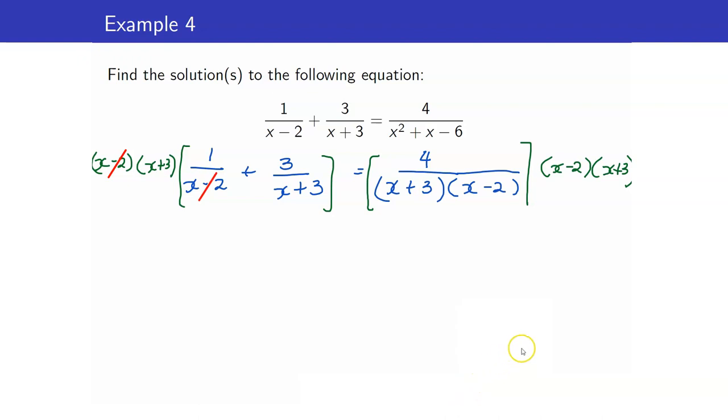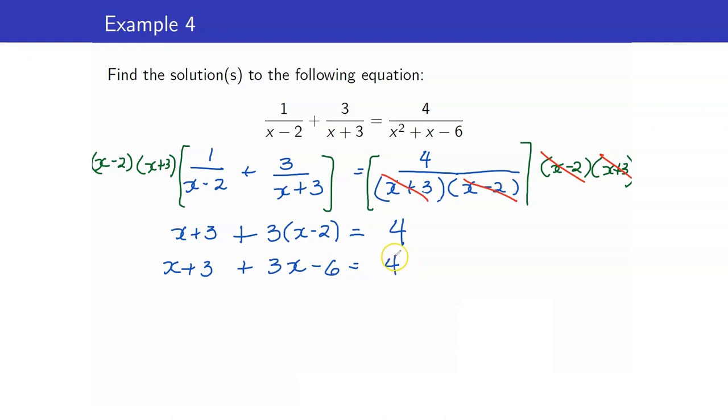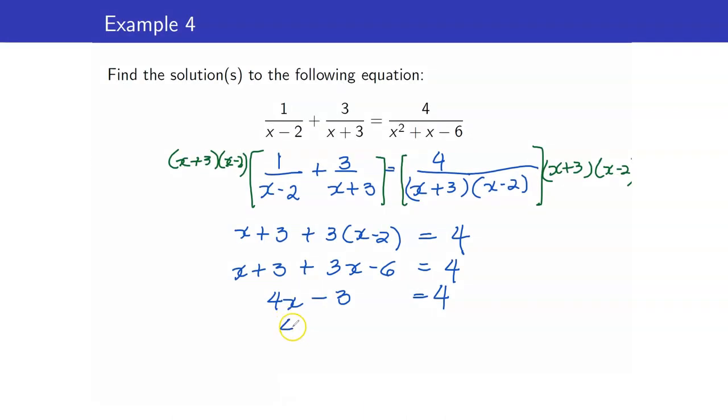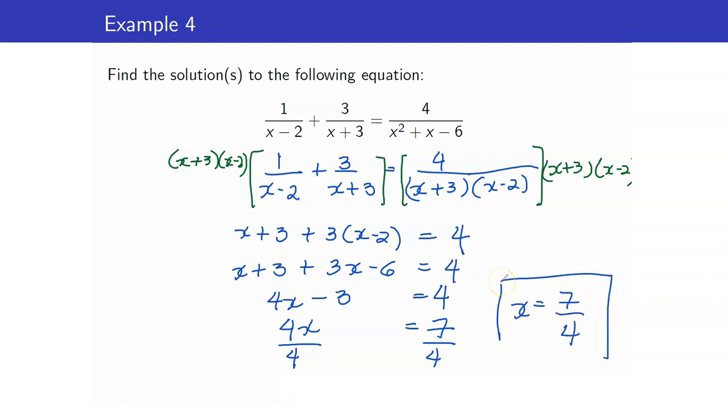Take note that there are twos. I will be left with x plus 3, correct? Plus this times this, x plus 3 gets cancelled out, so we're left with 3 times x minus 2. In this case, I only have one term, so I can cancel it here. Therefore, on the right-hand side, I only have 4. Again, another linear equation, so we have x plus 3 plus 3x minus 6 is equal to 4. The left-hand side is 4x minus 3 is equal to 4. So therefore, 4x is equal to 4 plus 3, which is 7. Divide both sides by 4. And therefore, x is equal to 7 over 4. Obviously, this will not make the denominator equal to 0.